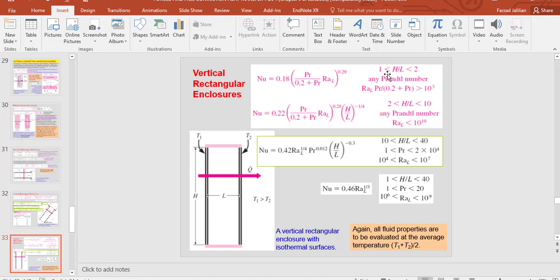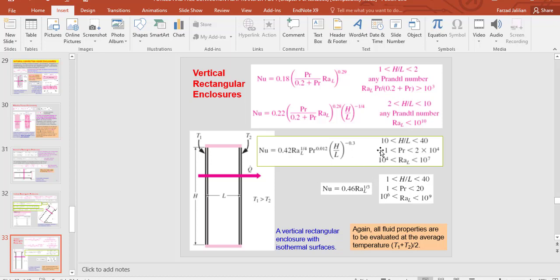dependent on the aspect ratio, Prandtl number, and also each one of them has a specific condition. You should check if it is satisfied or not. First, it is better to start with the aspect ratio. If the aspect ratio is in this range, between 1 and 2, you may use this equation if this condition is satisfied. If H over L, the aspect ratio, is between 2 and 10, then you may use this equation to find the Nusselt number if the Rayleigh number is lower than 10 to the power 10.